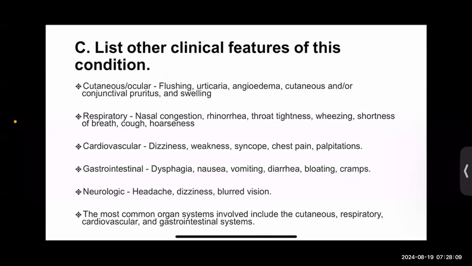Other clinical features could include, in the respiratory system, the patient can have throat tightness, shortness of breath, cough. Cardiovascular, the patient can have dizziness, weakness, syncope. Gastrointestinal system, the patient can have dysphagia, vomiting, and diarrhea. And the neurologic system is actually a very rare system involved, where the patient can present with headache, dizziness, and can also have seizures. The common systems are respiratory, cardiovascular, and GIT.